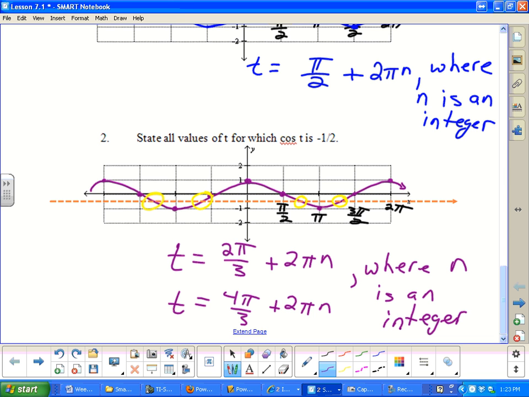So whenever we're doing these, for sine and cosine, to get to that same spot, I have to go all the way around the circle again back to 2 pi. So I have to add 2 pi to anything to get back to there. All right? Okay. Now, turn your graph paper over.